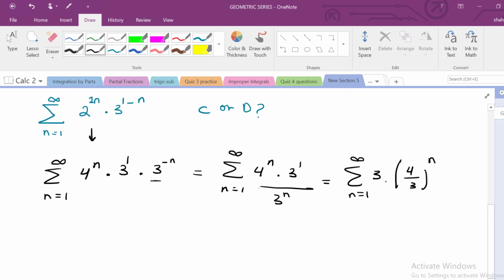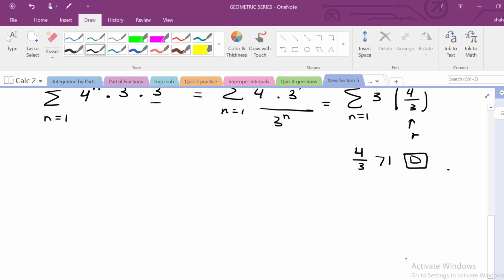So after this, we know that 4 over 3 is now our ratio. So 4 over 3 is greater than 1. So we know that this series diverges. If a series diverges, you can't find the sum. The sum and the formula a over 1 minus r is only for geometric series that converge.